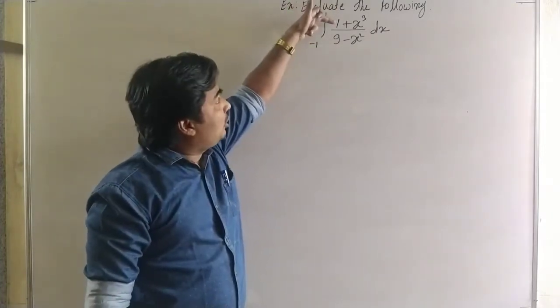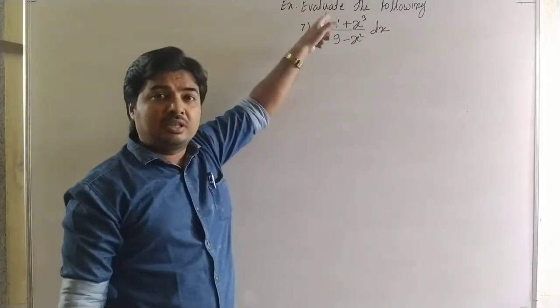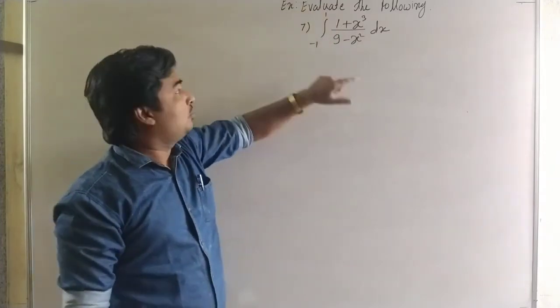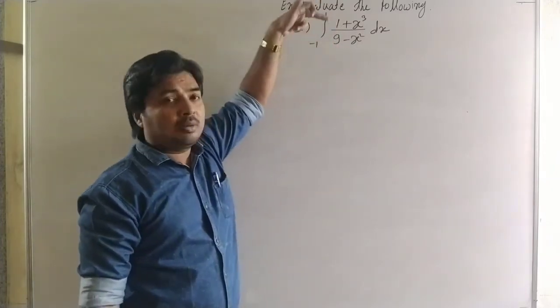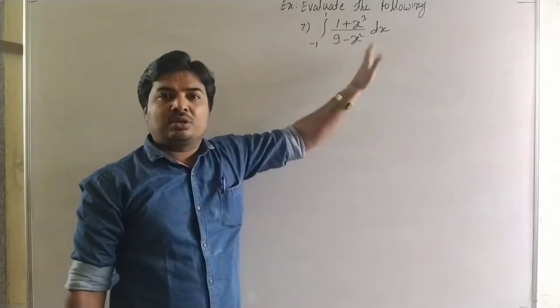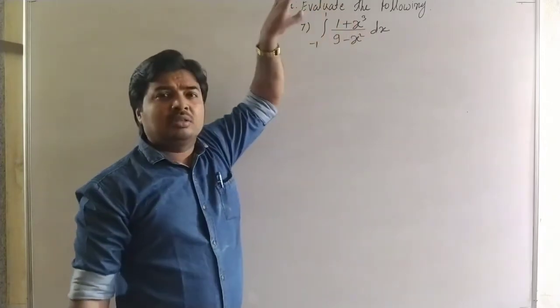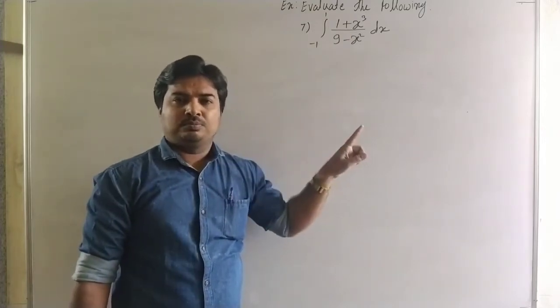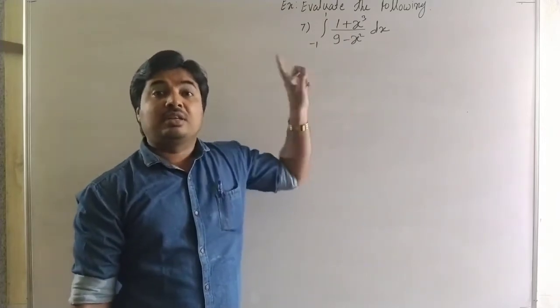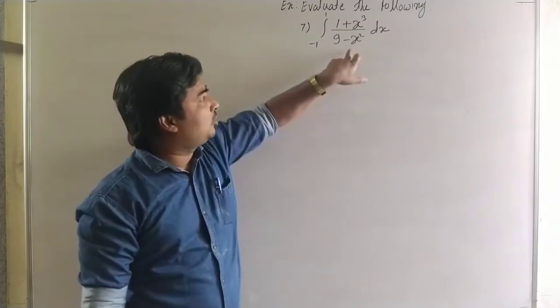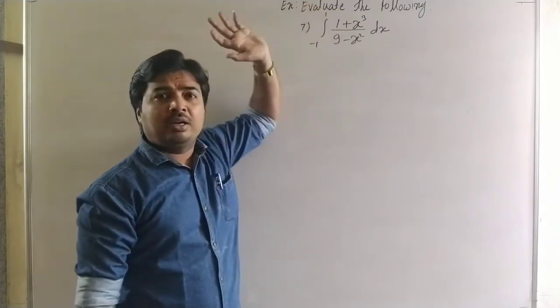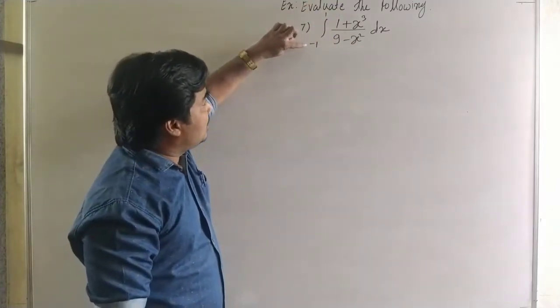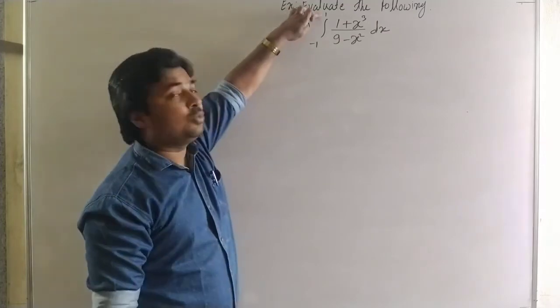Here the degree of the polynomial in the numerator is greater than the degree of the polynomial in the denominator. So first divide the numerator by the denominator and then you can solve. It is a method of solving the indefinite integral: if the degree of the numerator is greater than that of the denominator, then divide the numerator by the denominator. But here see the limit, it is minus 1 to 1.